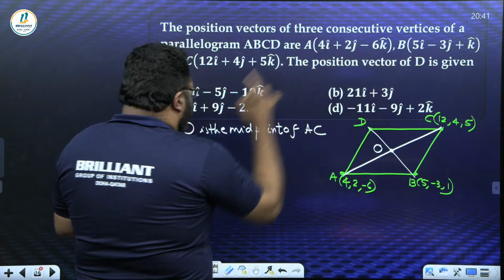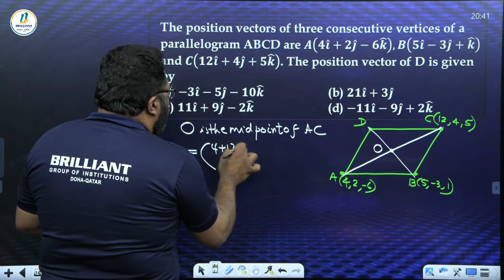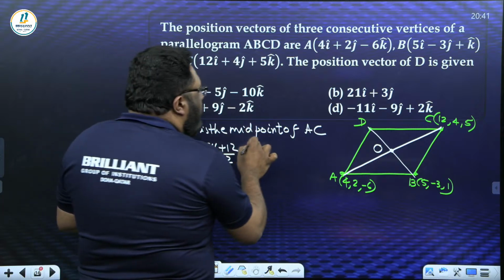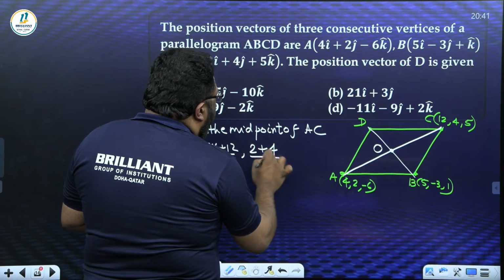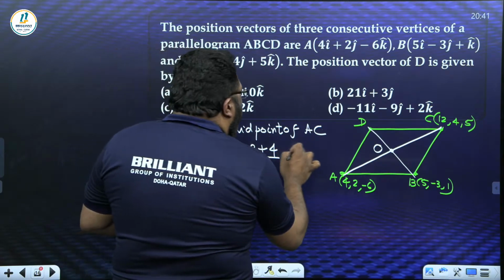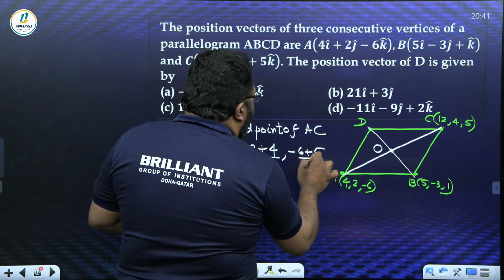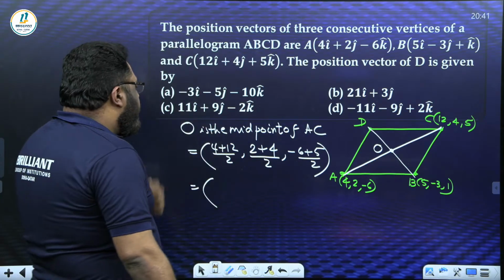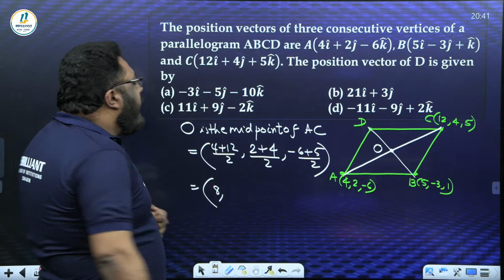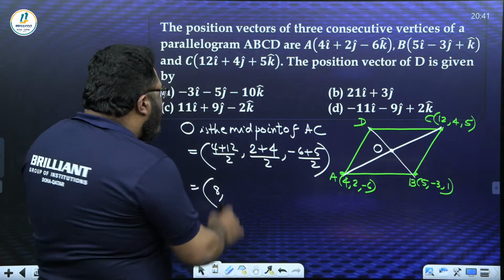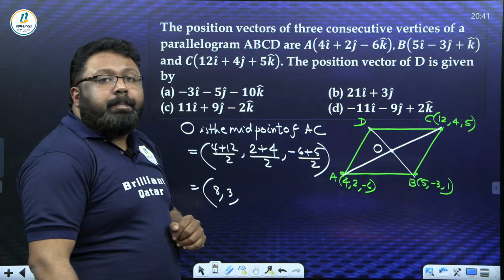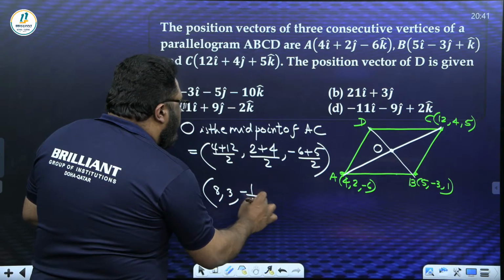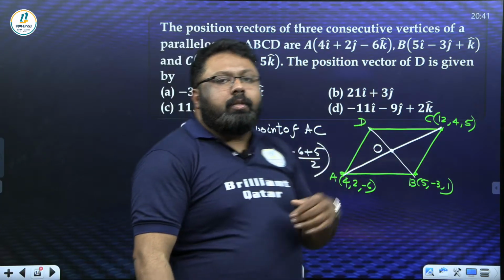4 plus 12 by 2. Next coordinate, 2 plus 4 by 2. Next coordinate, minus 6 plus 5 by 2. And in this logic, 4 plus 12, 16 by 2, 8. 2 plus 4, 6 by 2, 3. Minus 6 plus 5, minus 1 by 2. I got the midpoint O.